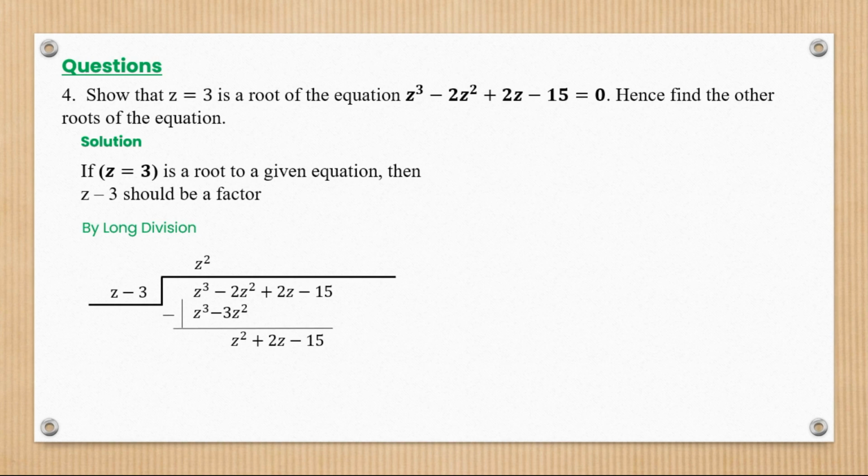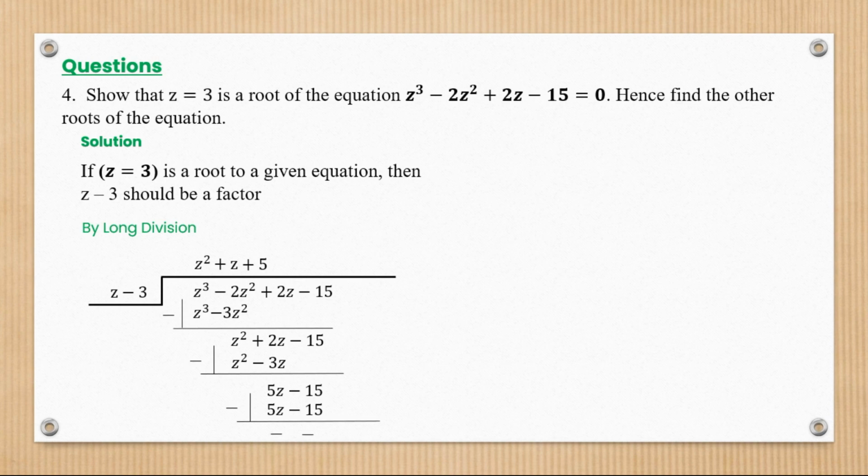Then z squared divided by z is equal to positive z. Positive z times z minus 3 is equal to z squared minus 3z. So when we subtract this, we are left with 5z minus 15. So 5z minus 15. So we have 5z divided by z is going to be equal to positive 5. 5 times z minus 3 is going to be 5z minus 15.